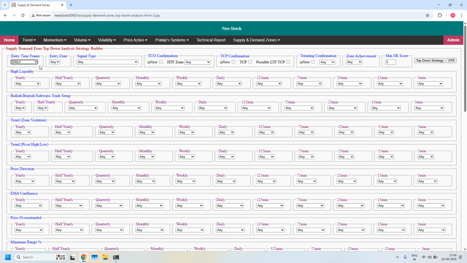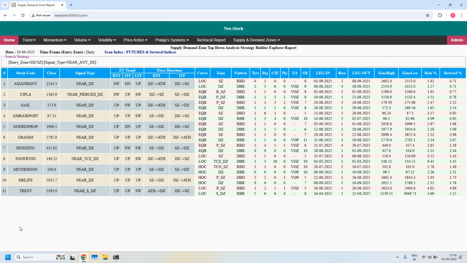Okay, starting with the daily time frame, stocks near to the daily demand zone, we got 11 stocks. Let us identify high liquidity demand zones. We got one stock. Trent is having a high priority, high liquidity daily demand zone. Only one stock we identified from this list.